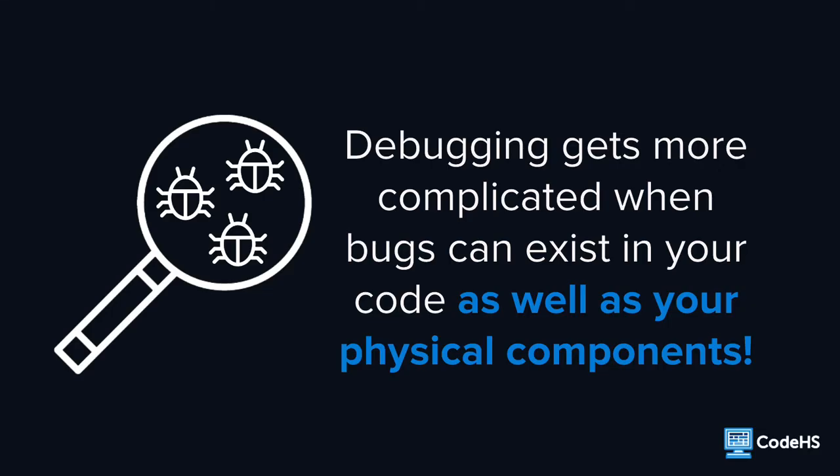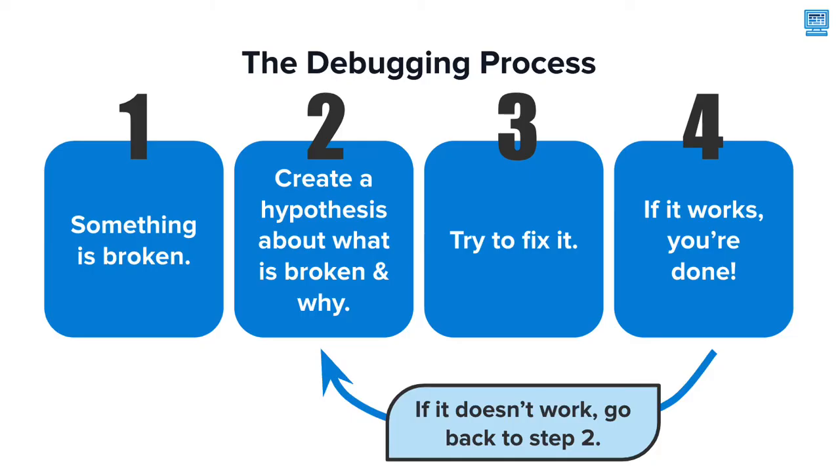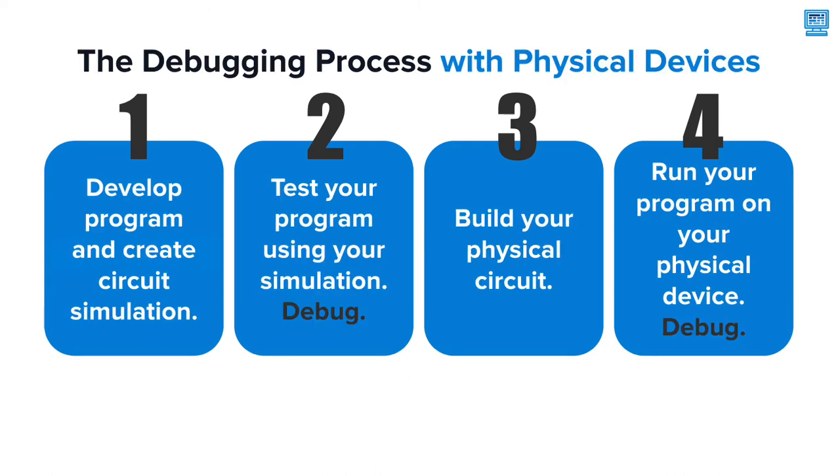With the addition of physical circuits, debugging programs can get more complicated. Let's look at a few ways we can debug our physical circuits. We can revisit our debugging process to see how things change when we introduce physical circuits. With physical components, we actually need to complete this process twice. We start by writing our program using the circuit simulator to test its functionality. If we notice an issue, we debug our program at this stage.